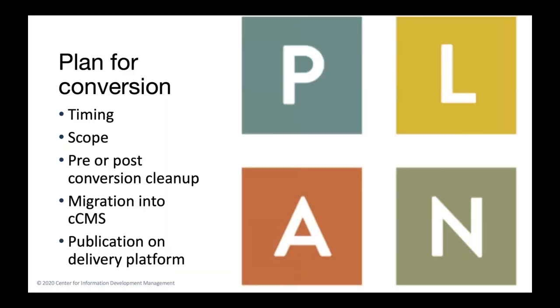The next step is to plan for your conversion. Ideally, the conversion should happen at a time when no active content development is happening. But the pragmatic reality of an agile software development cycle means there's likely to never be a time when no writers have in-progress work. So the action item is to just manage that.